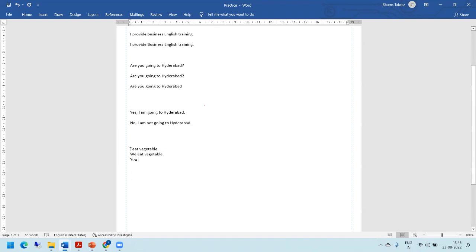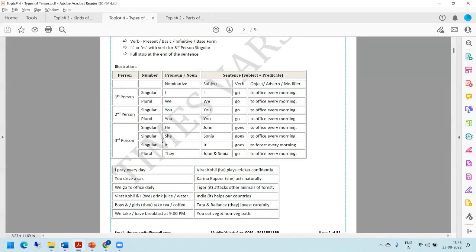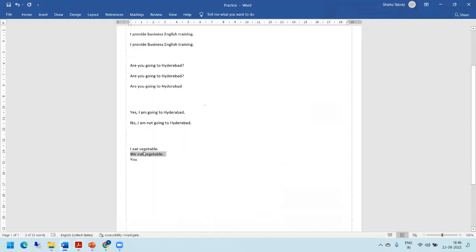So some examples I have written, like I eat vegetables, then we eat vegetables. So first person singular and plural are completed. Now we need to write a sentence using the second person and the third person, and the verb is eat. Eat vegetable will be common. Now you eat vegetables. Yes, I eat vegetable. Then second person plural is also you. You eat vegetables.